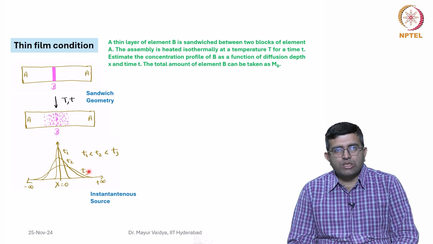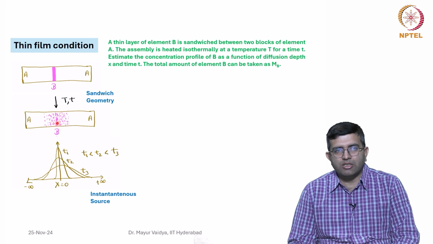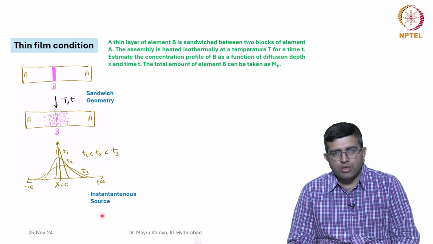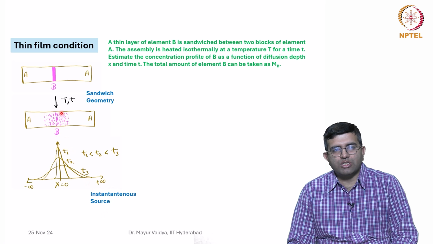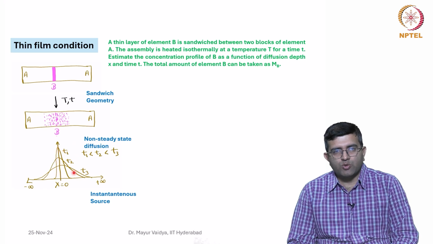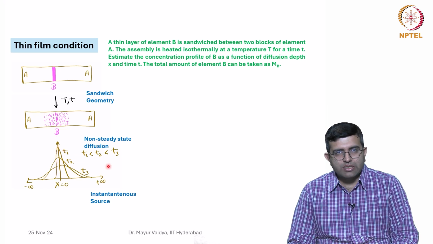Such a source, where the concentration keeps on changing with time and does not remain at the initial concentration, is known as an instantaneous source. So that means the source concentration is actually changing with time. And it is very clear that the concentration is changing with respect to time, and therefore it's a non-steady state diffusion.